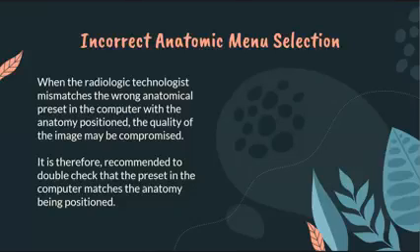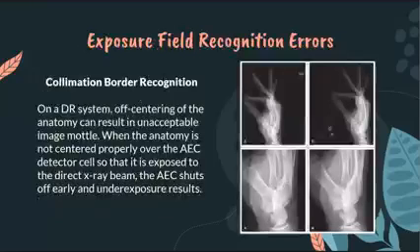Now we go with exposure field recognition errors. There are two types: collimation border recognition and multiple imaging on multiple plates, which we'll discuss in a while. On a DR system, off-centering of the anatomy can result in unacceptable image mottle. When the anatomy is not centered properly over the AEC detector cell so that it is exposed to the direct X-ray beam, the AEC shuts off early and underexposure results.